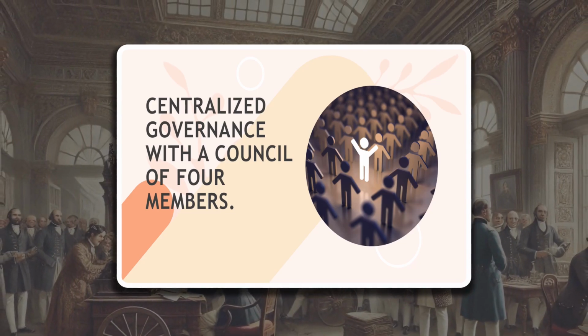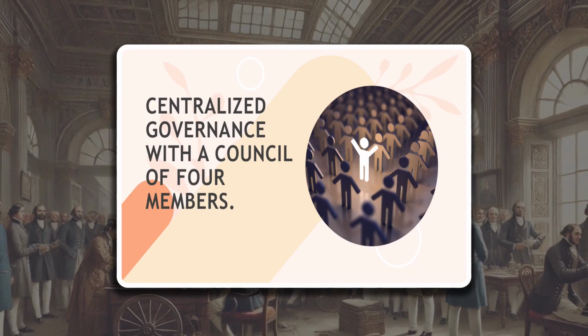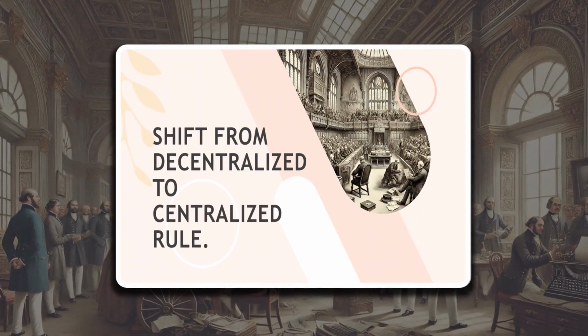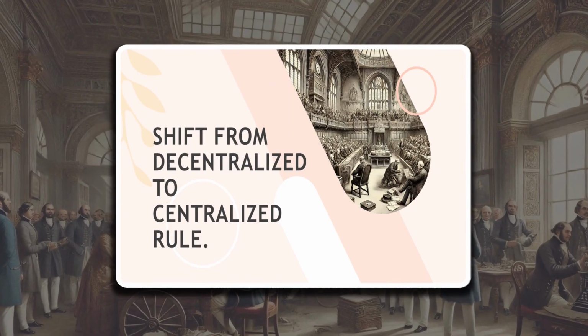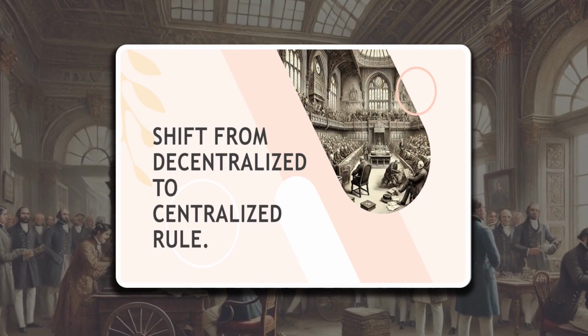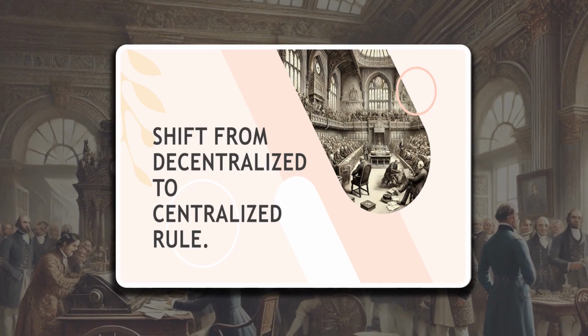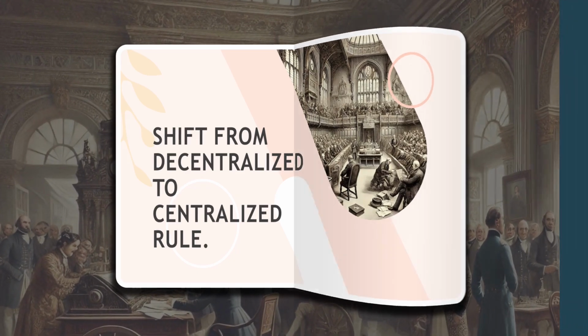This centralization of power marked a significant shift from the earlier decentralized structure where regional companies and officials had more autonomy. This new political structure made it easier for the British to govern India from a central point, reducing the influence of the East India Company's regional divisions.